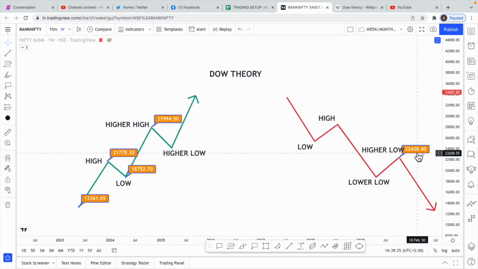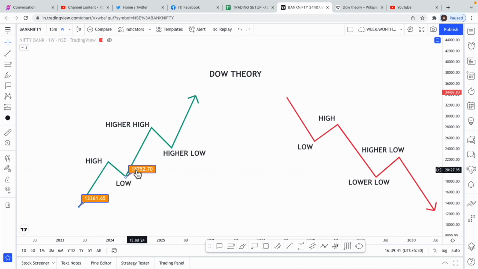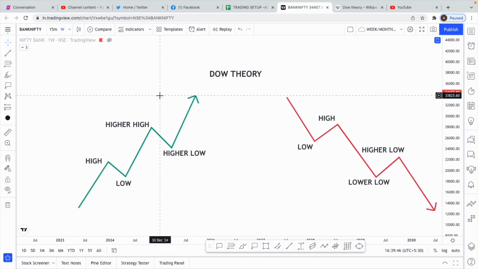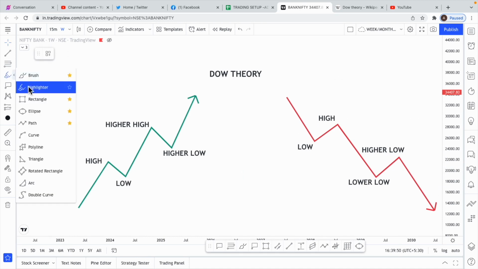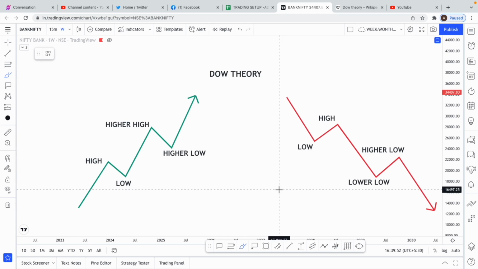Now we'll see some examples on the chart. I'll get rid of all these price lines, so just looking at the chart we can revise once before going on to the chart. Just looking at this diagram, it's not at all complex, right? The Dow theory is just like any other theory that we have studied in our school and college days.